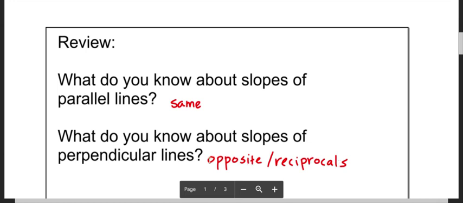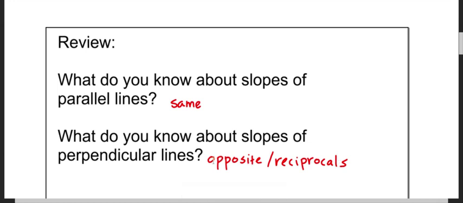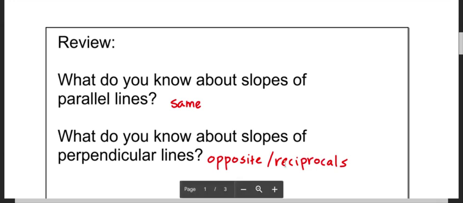So if you know one slope, the opposite reciprocal is going to be the opposite sign. So if it was positive, it'll be negative. And then reciprocal, you're going to flip the fraction, flip the rise over run. Whatever numbers are there, trade places.